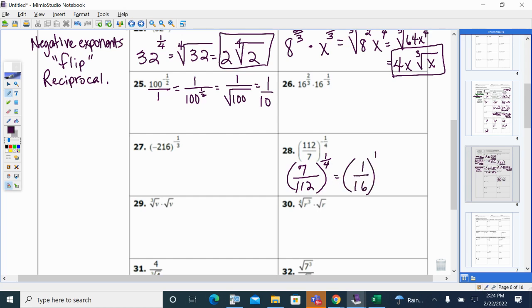And then we're going to raise that to the 1/4 power, which is the same thing as the 4th root of 1 over 16. The 4th root of 1 is 1. The 4th root of 16 is going to be 2. So our answer there is just 1/2.